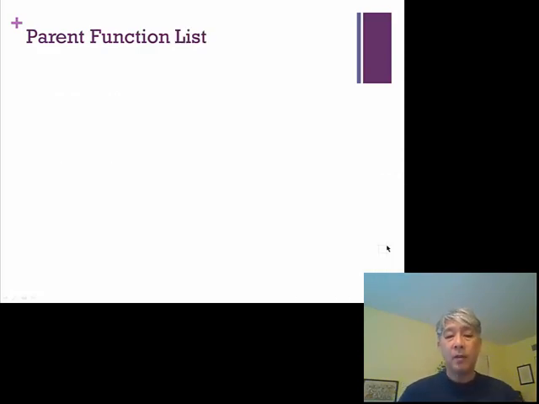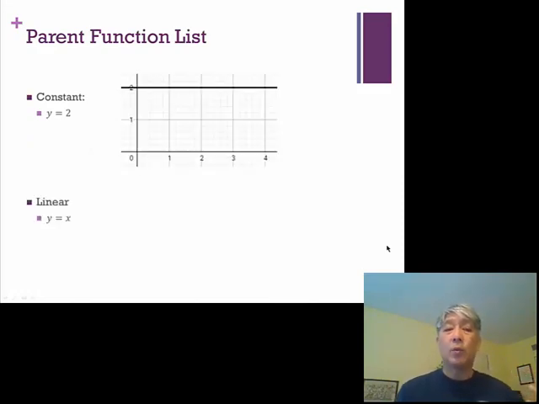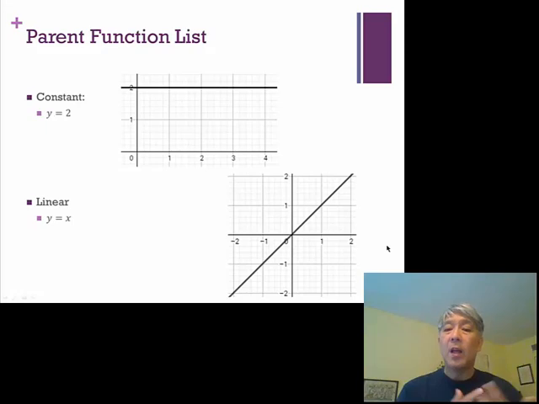Okay, because this is the list of parent function graphs we're going to be looking at. The first one is a constant graph, okay? Y equals 2 is an example of this, okay? When I graph it, it's going to be nothing more than a straight horizontal line. This is a function, it passes the vertical line test, but it's not very exciting. The next most common one that we'll see is probably going to be the linear graph. Okay, we've seen this a lot, and this graph has the form y equals x in its most basic form.